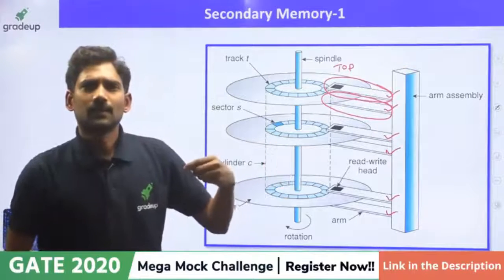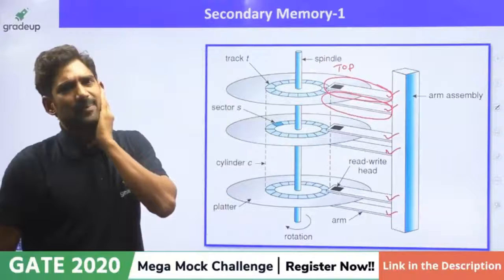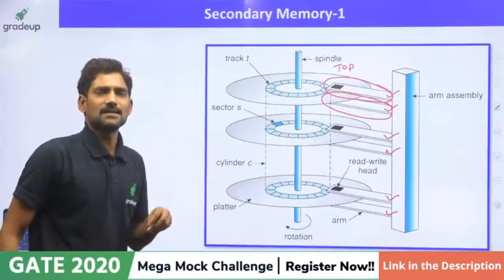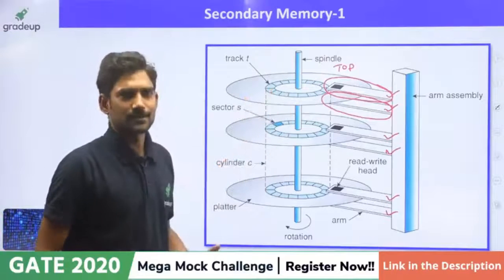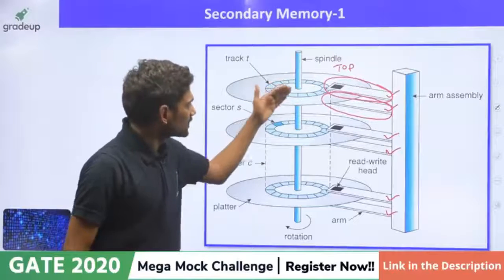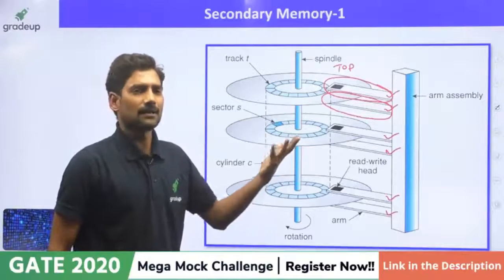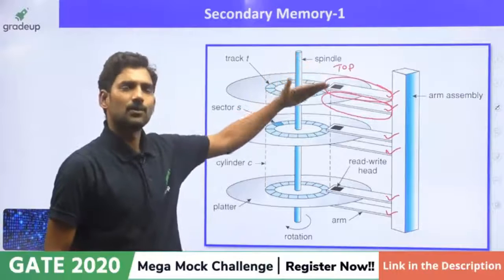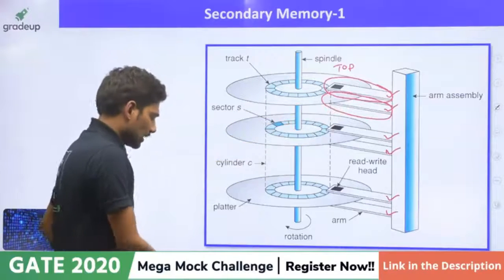Okay, Jaydeep was asking how many surfaces. Jaydeep, the number of surfaces is always 2 times the number of platters. Here, if you say 3 platters, 6 surfaces, because every platter will have a top surface and a bottom surface. Got it?